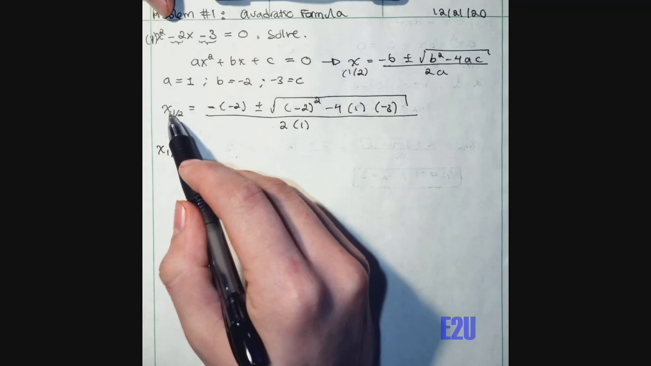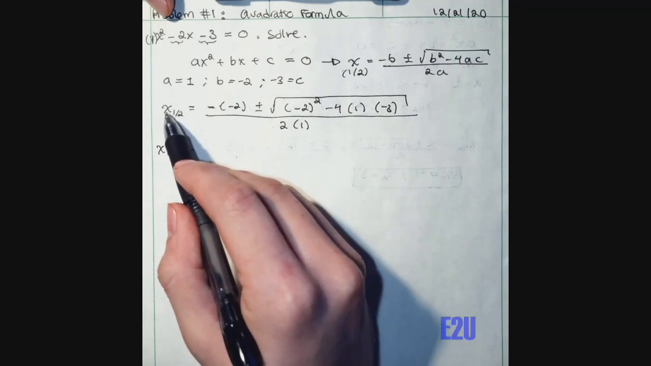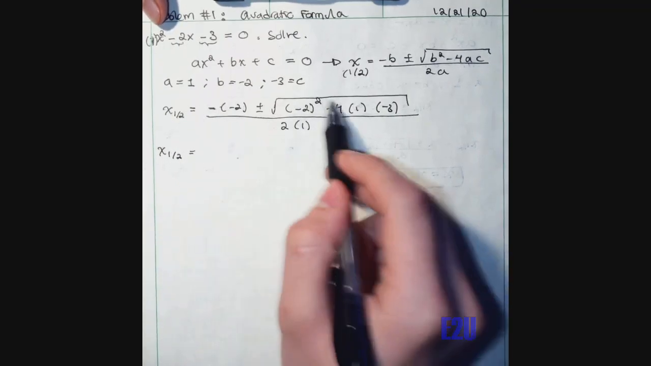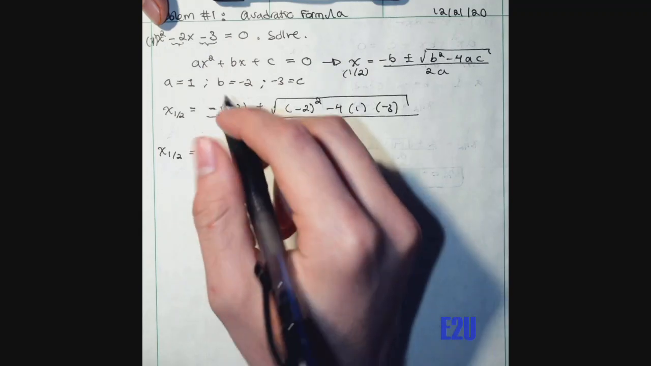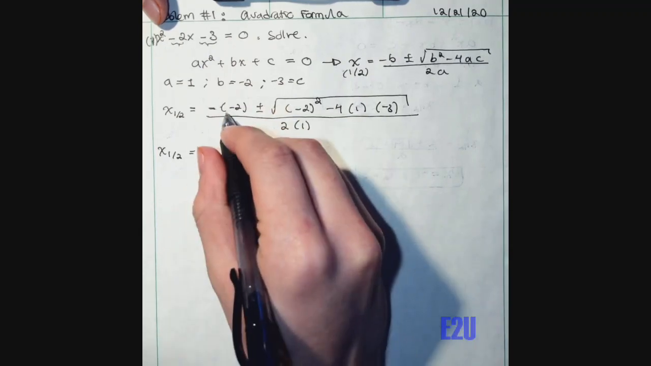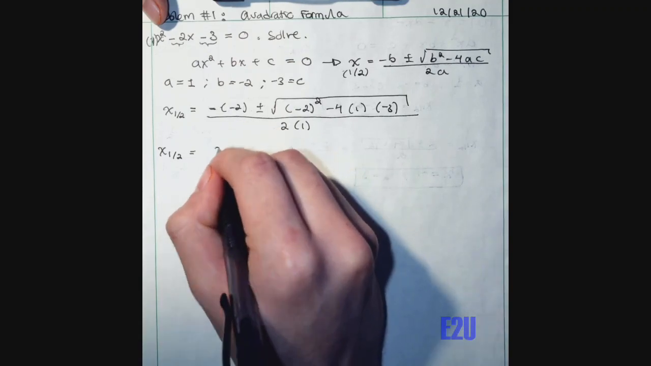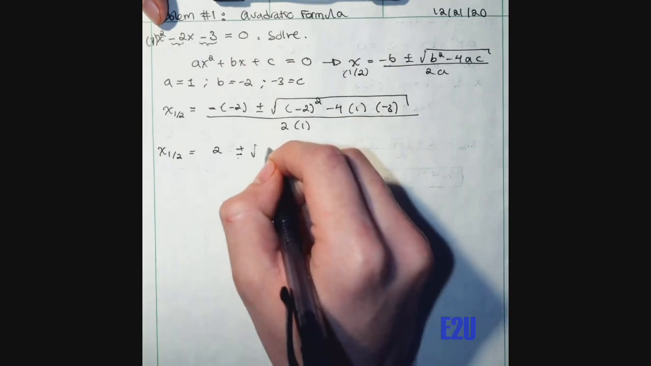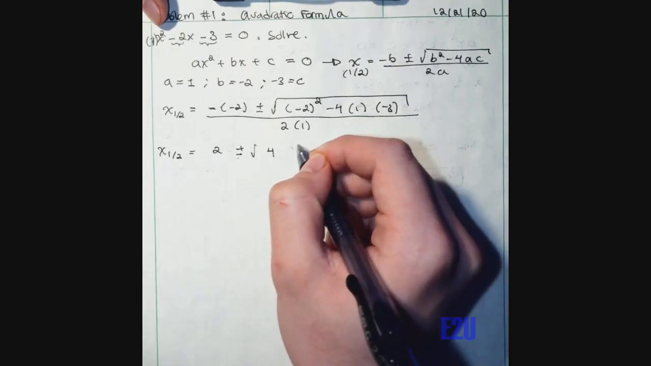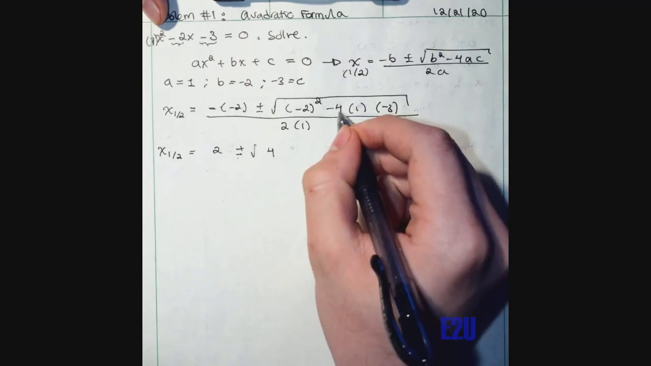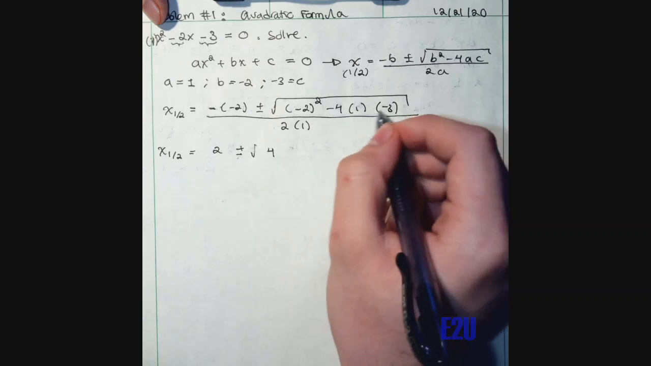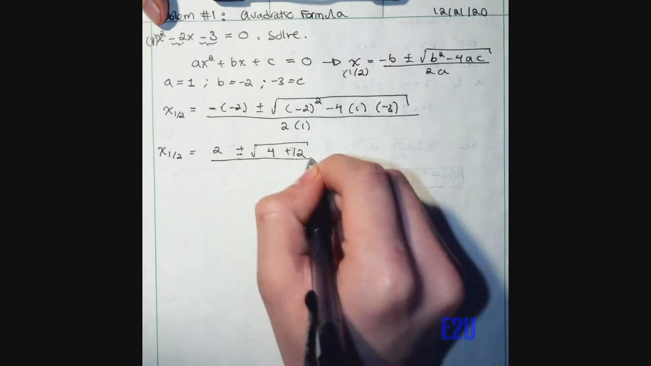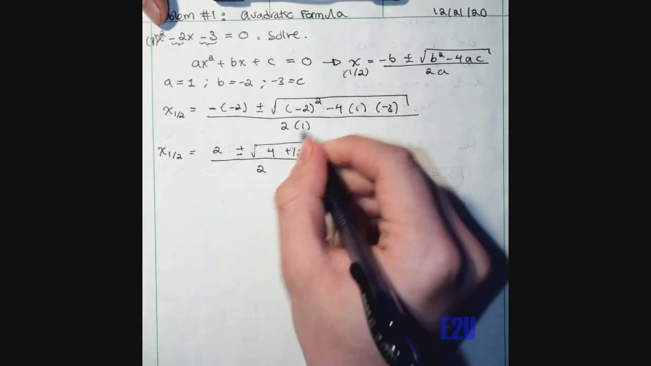Just after that, we simplify. So x sub 1 and 2, the solution x1 and the solution x2, equals whatever this is because of the plus and minus. Negative and negative, that's positive. Positive 2 plus minus. Minus 2 squared, that's 4, because minus 2 times minus 2 is positive 4. And then minus 4 times minus 3, that is 12. Now that is going to be divided by 2 times 1, that's 2.